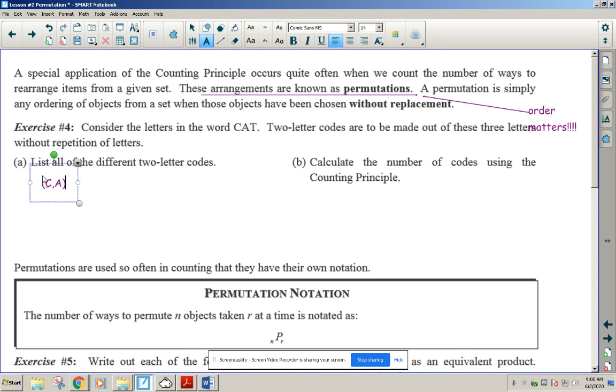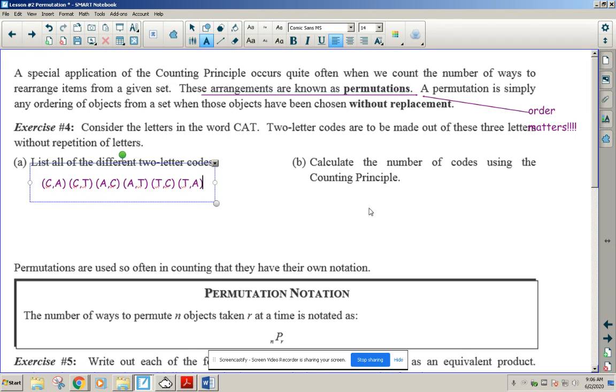So that's one code. Then, I could have said C followed by T. Or I didn't start with C. I started with A followed by C. Or I had A followed by T. Or I started with T followed by C. Lastly, I could have had T followed by A. So I get 6 2-letter codes.